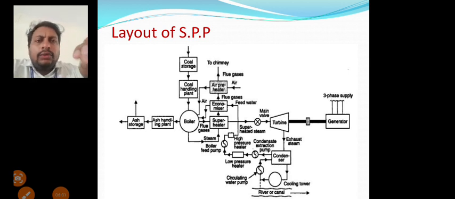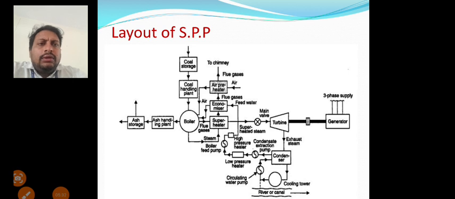We need to convert that 15 to 25 mm size of coal into powder form, to improve the efficiency of the boiler through rapid combustion and to reduce the air required. So we need to convert the raw coal into powder form. After that, in the coal handling plant, we supply the coal to the weighing machine, and then we supply the measured quantity of coal into the burner.